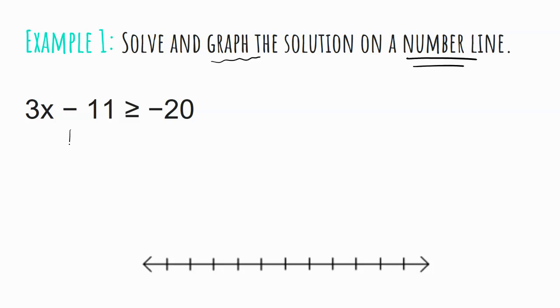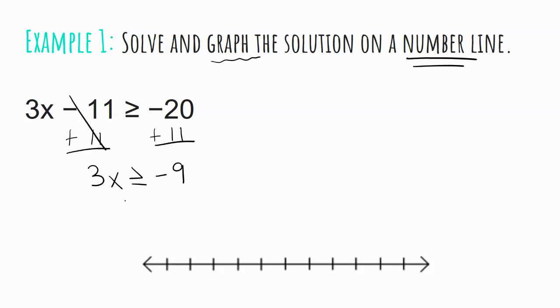So I'm going to add 11 to both sides. When I do that, the negative 11 and positive 11 are going to cancel each other out. And then on the left-hand side, I'll be left with 3x. My sign isn't going to change because I didn't divide or multiply by a negative. And then negative 20 plus 11 is negative 9.